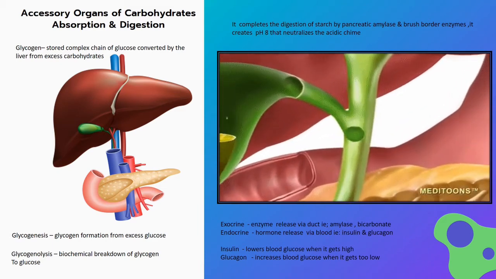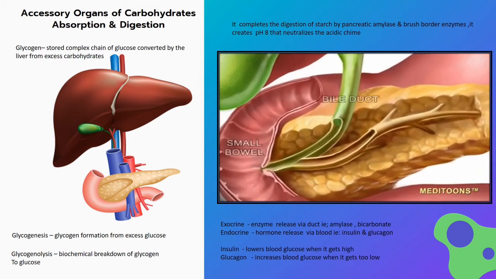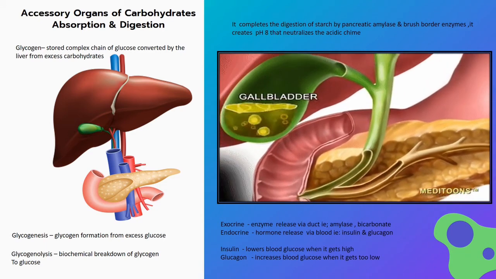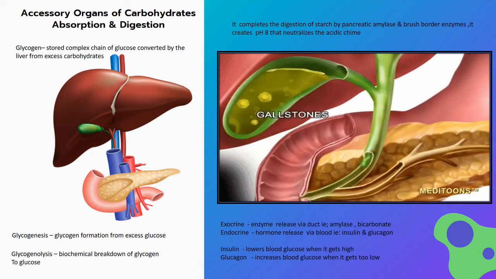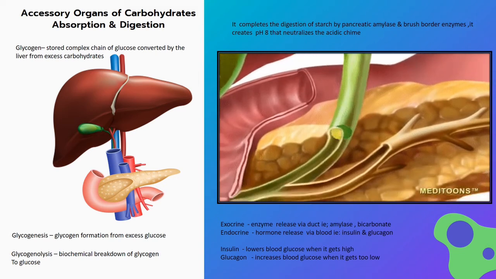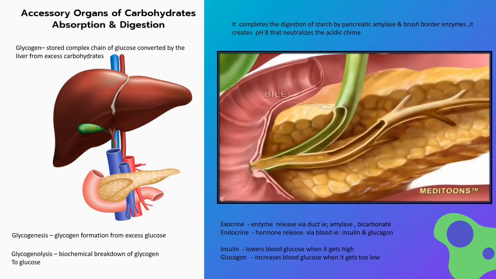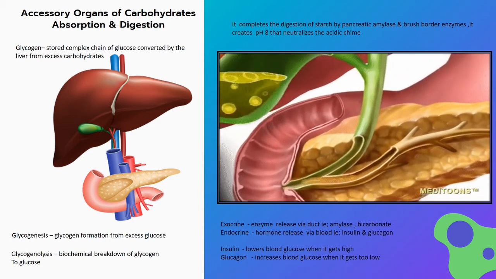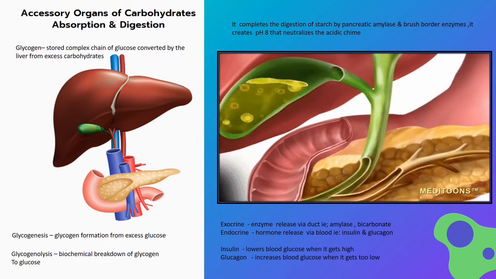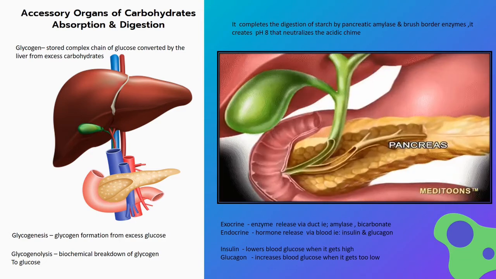The lower duct is the release of amylase and the bicarbonate, where the upper side of the duct releases the bile. Together, it is being released at the ampulla of Vater. And through this, the absorption and digestion in the main site, which is the small intestine, is being made possible through the help of accessory organs, particularly the liver and the gallbladder.